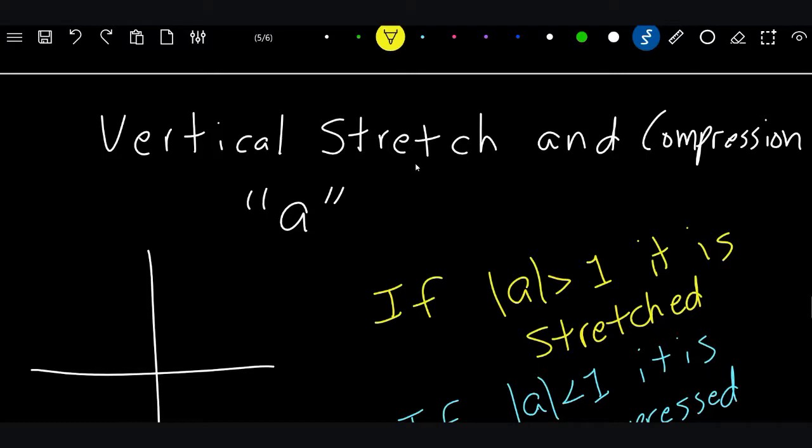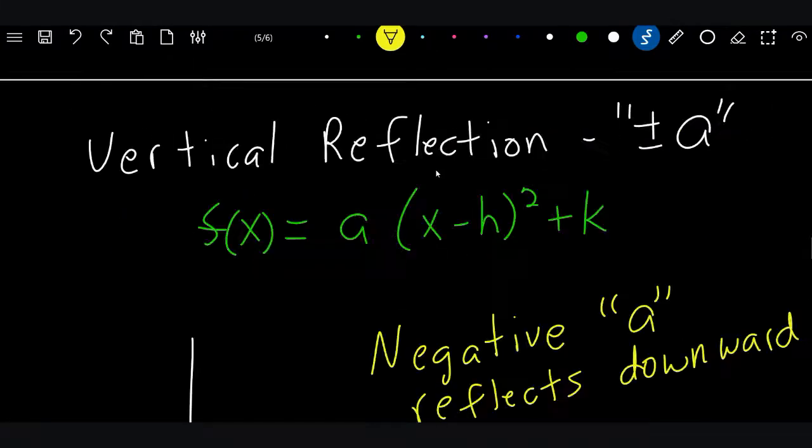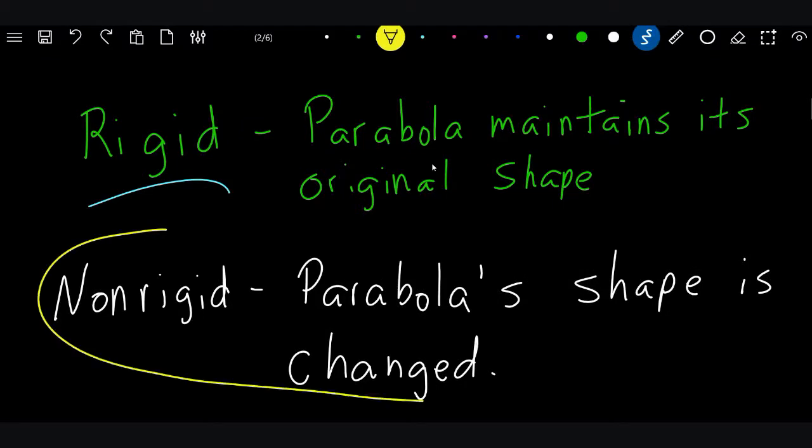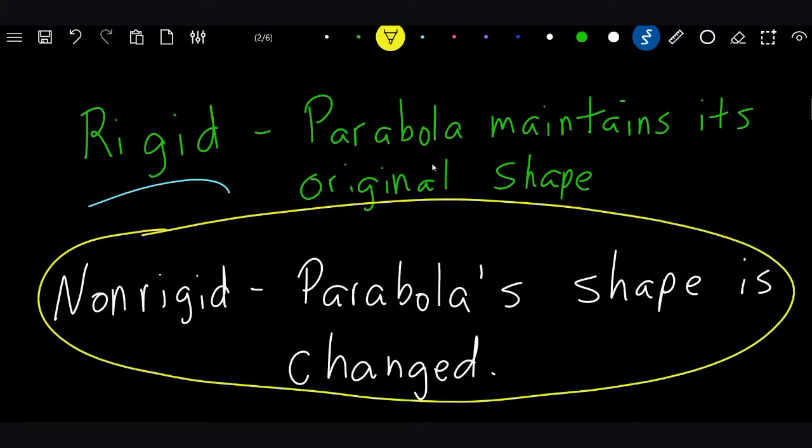Vertical stretch and compression. So basically the stretching, remember I told you these are non-rigid. These are the ones, if we go back up here to this word, oh, it's a long ways up here, non-rigid, okay? The other ones have all been rigid. Vertical translation, horizontal translation, and then reflection. Those are all rigid. In other words, the shape of the parabola is not changing.